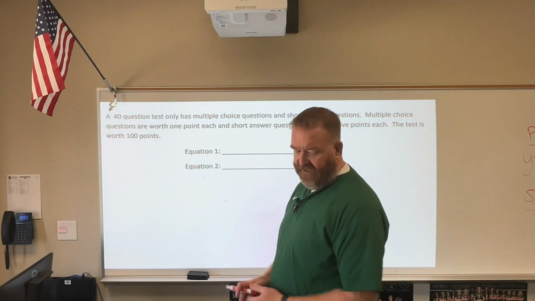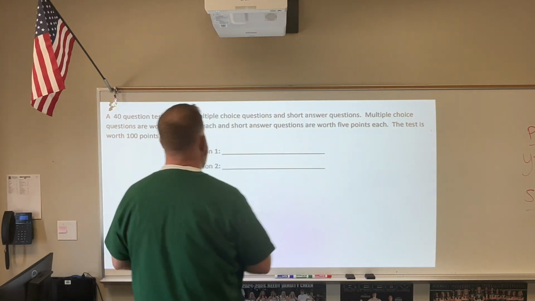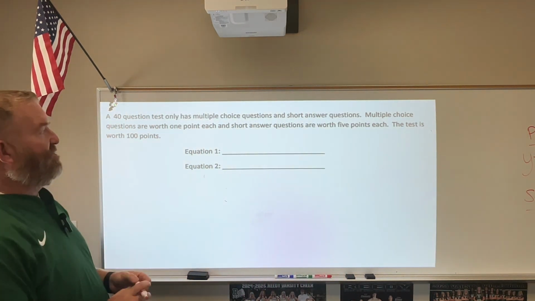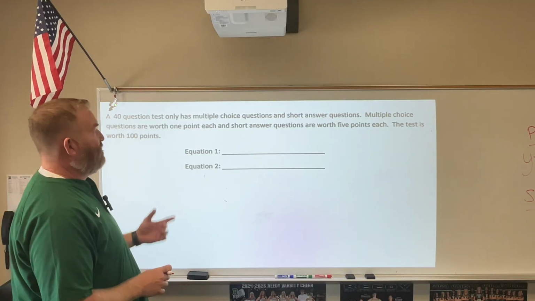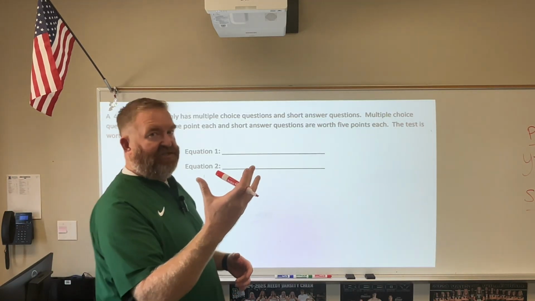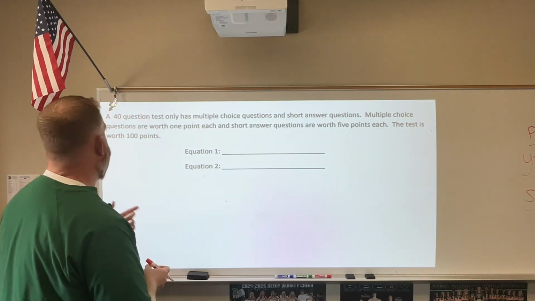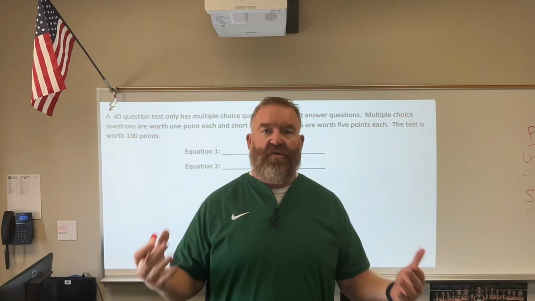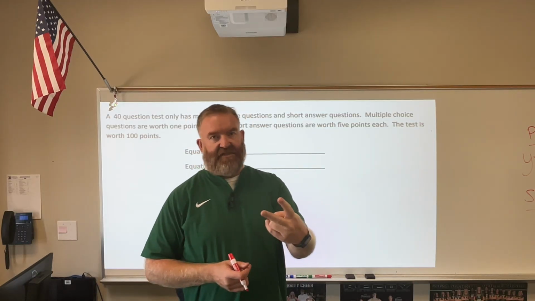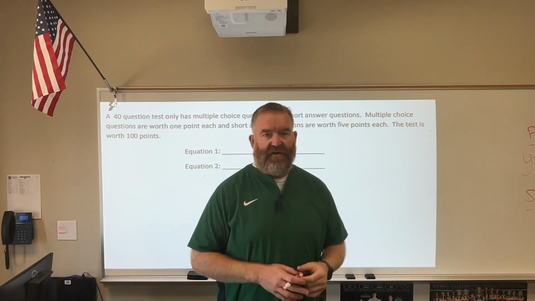A 40 question test has only multiple choice questions and short answer questions. Multiple choice questions are worth 1 point each, and short answer questions are worth 5 points each. The test is worth 100 points. Now, to figure out where they cross, you have to have 2 different equations.